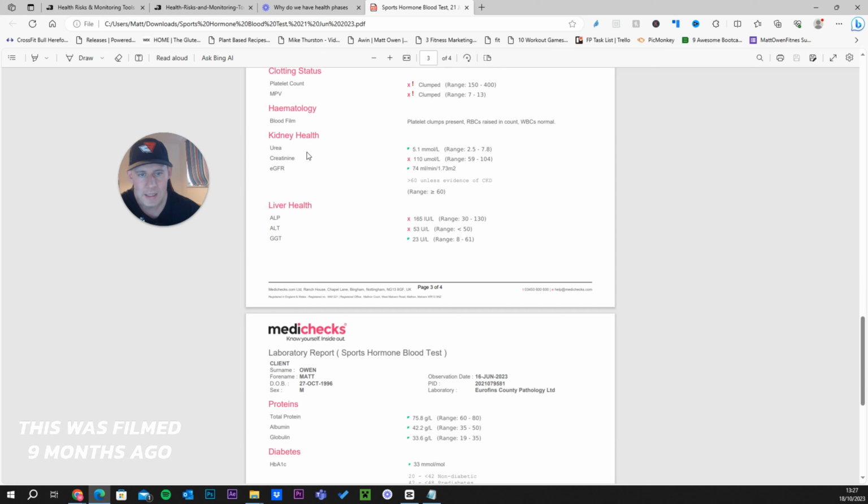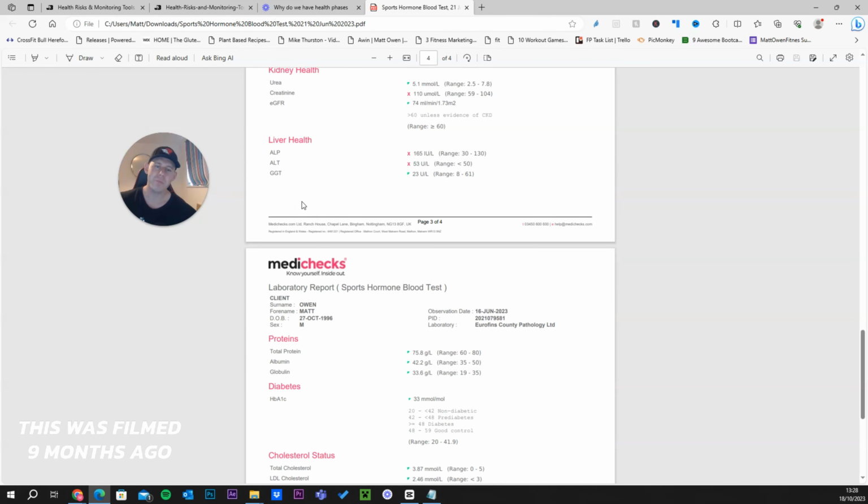So kidney health. Urea and normally the eGFR are always in range. I've very, very rarely seen them out of range. Creatinine is basically creatine stores within your muscle tissues. If you are a gym goer, this is always going to be out of range because you're breaking down more tissue than the average person. So this is always going to be in a red mark. If you ever see this red, don't be fretting. It's nothing to be concerned about.